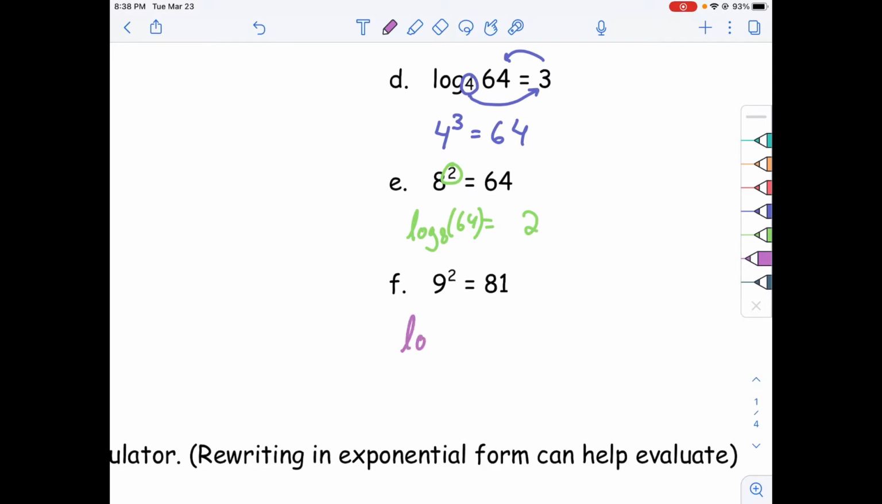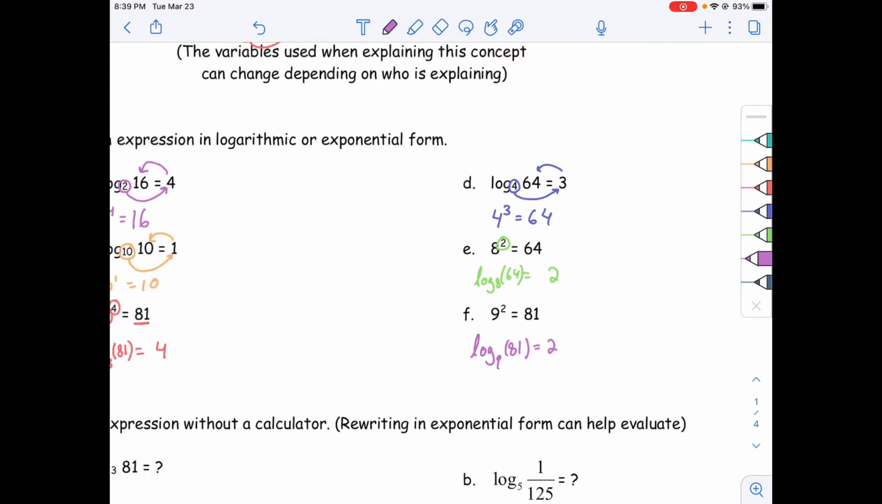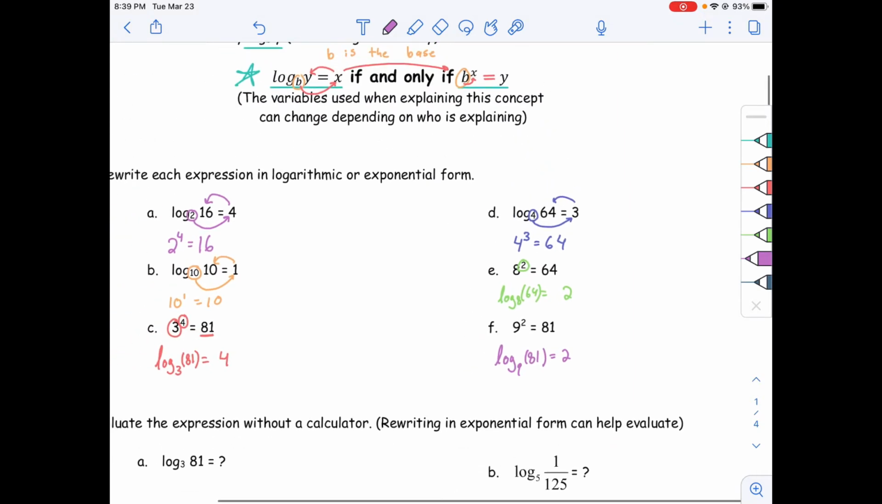And then our last example here, 9 squared equals 81. Again, log base has to stay the same, so base 9. So log base 9 of 81 is equal to 2. Okay, and that's how you're going to rewrite from exponential form to log form.